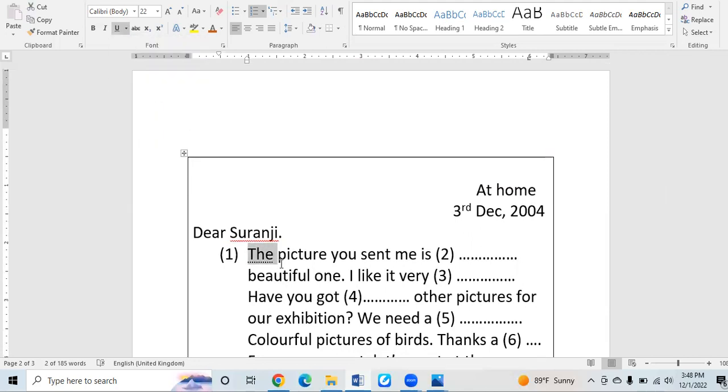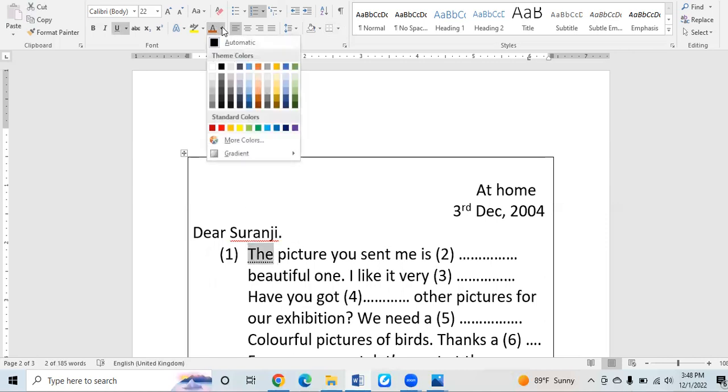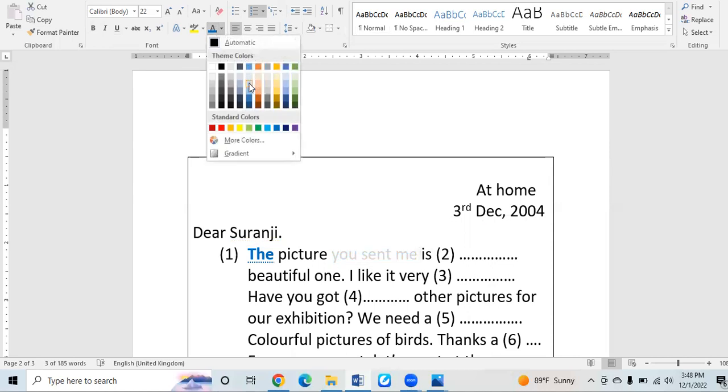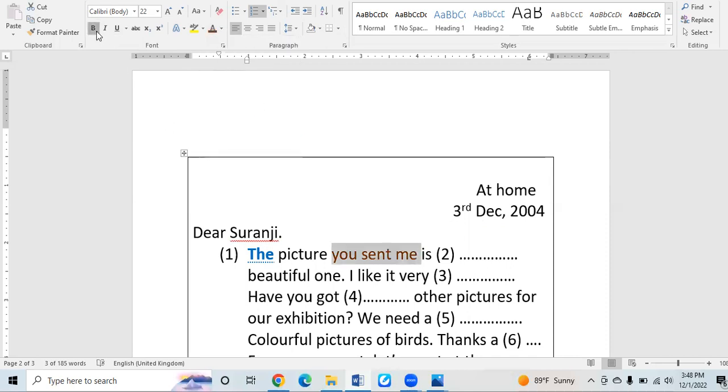Now, why in front of this word has this article "the" been written here, as in "the picture"? What is the reason? Let's discuss. The reason is the picture you have sent me. Which picture are they talking about? The picture that I have sent them, right? So they already know this picture. The picture you have sent me is already in my hand. That is why I'm saying "the picture", right?